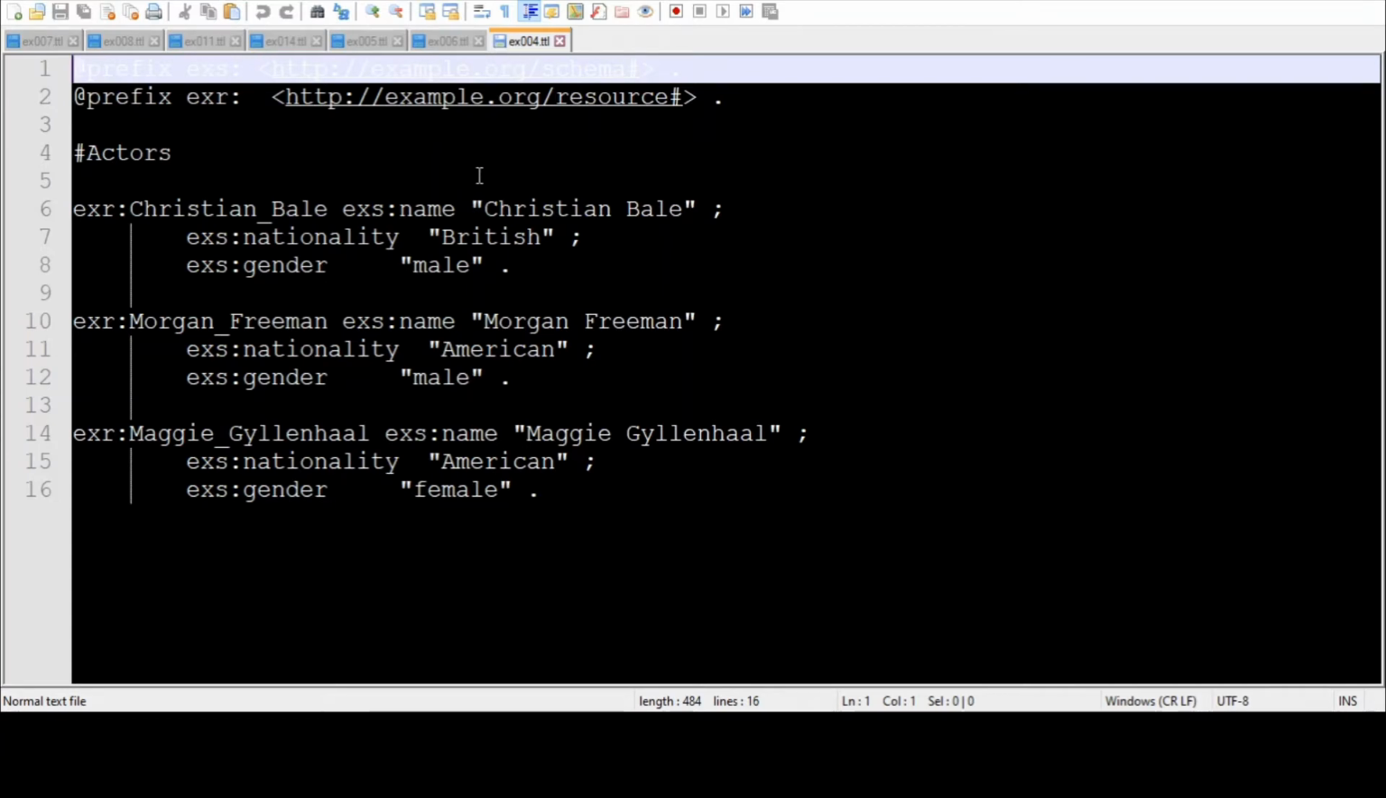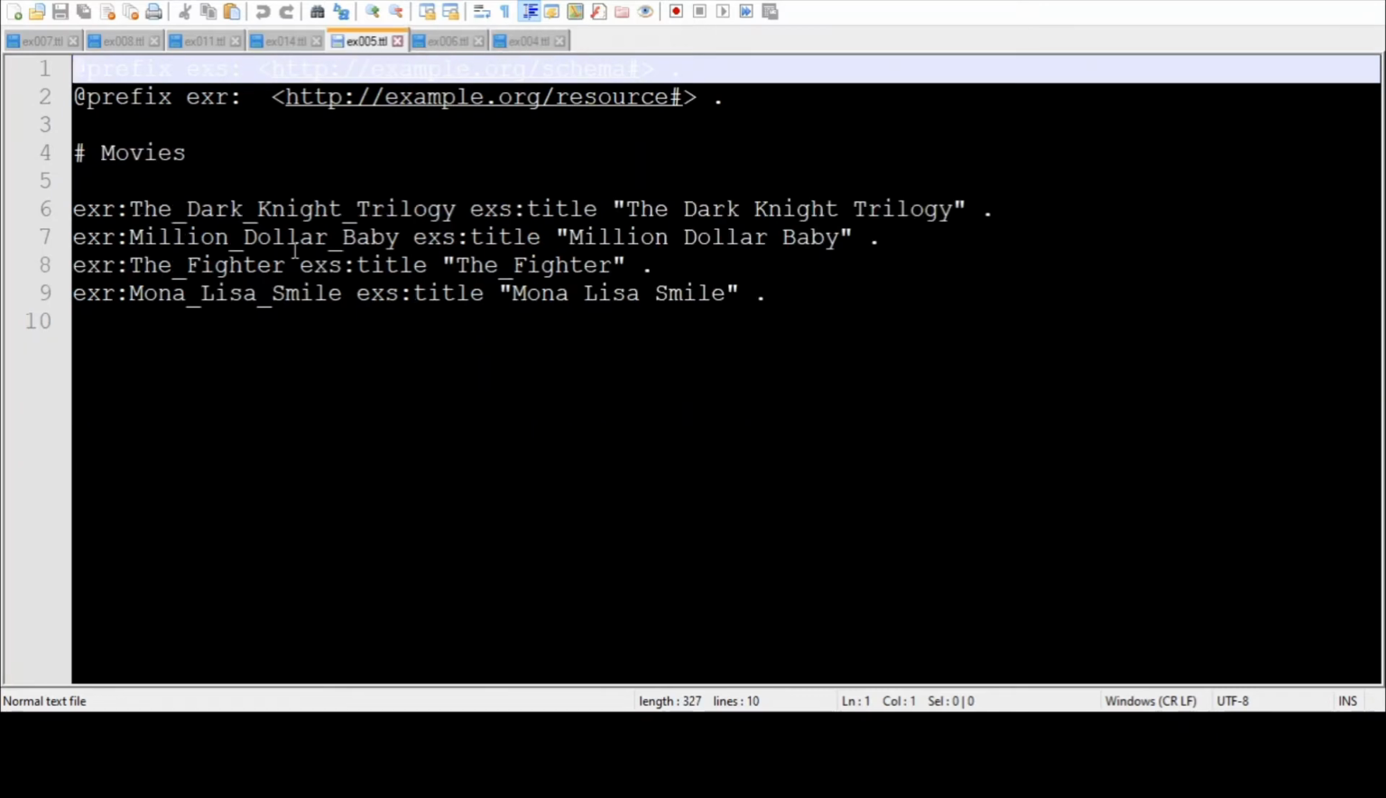So you can see in example 4, we have the actors and their information. Say Christian Bale has name Christian Bale, nationality British, and gender male. And you have entries for the other movie actors, right? And let us go to 5. What we have is the movie names and their corresponding titles.